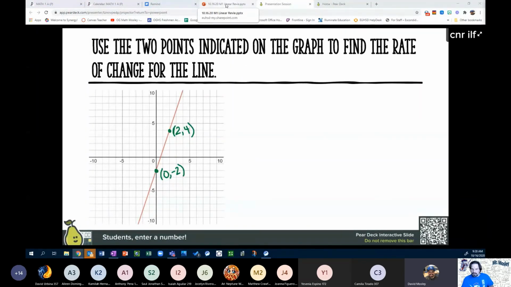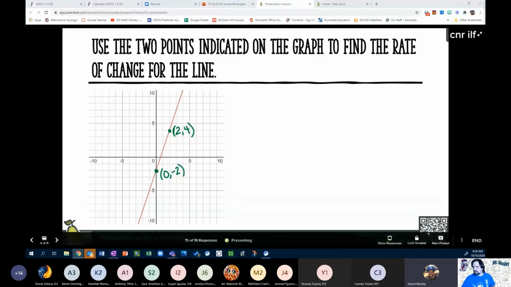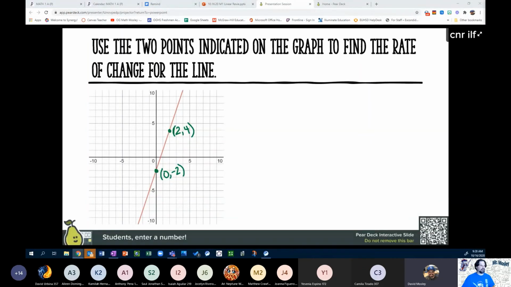All right. So the correct answer was 3. 3 is our rate of change. For every 1 unit change in x, I go up 3 in y. Between the 2 points on this graph, we're doing 2 units of change in x, which means we have a 6-unit change in y. 6 divided by 2 is 3.